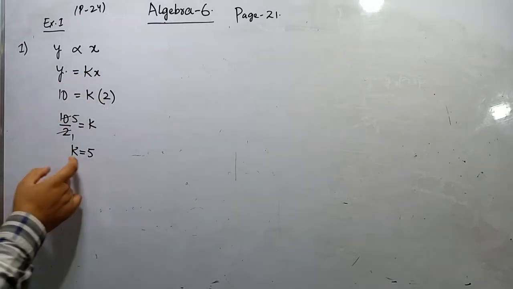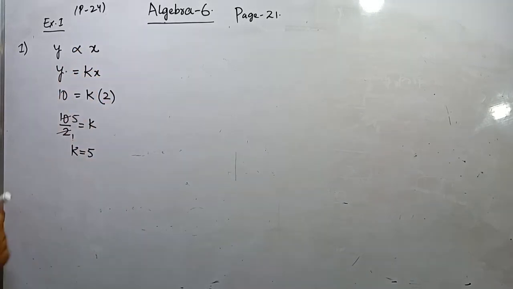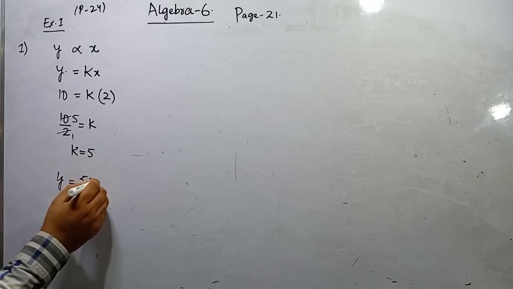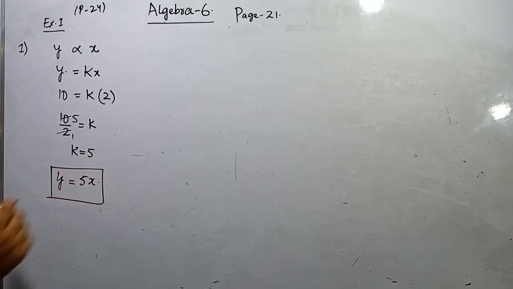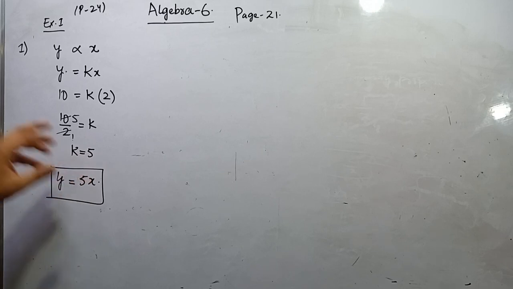Then I will do the substitution once again. I will put the value of k here. Then I will get y equals 5x. This is the formula. This is the relation between x and y, or y and x, because I got the value of k as 5.